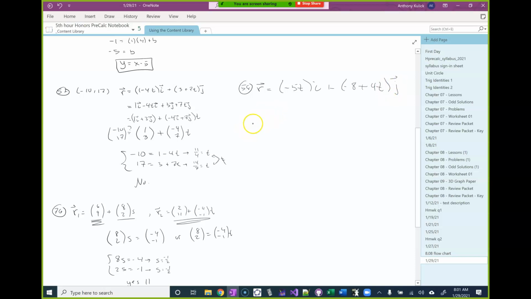So skipping all the way down to getting this matched together, I have 0i minus 8j, that's the part without the t's, plus -5i plus 4j, the part with the t. So that gives me 0, -8, plus -5, 4. And then from there, I guess I'm hoping you're good.